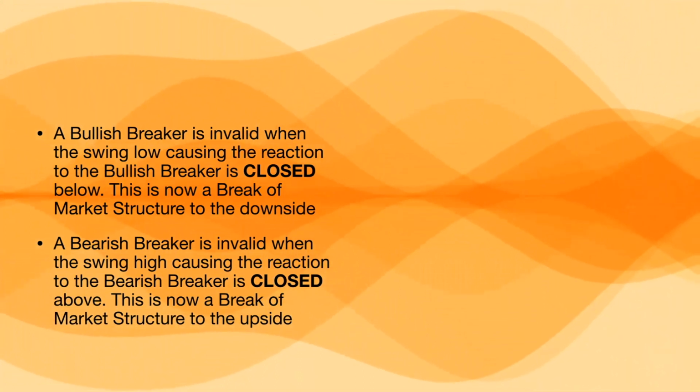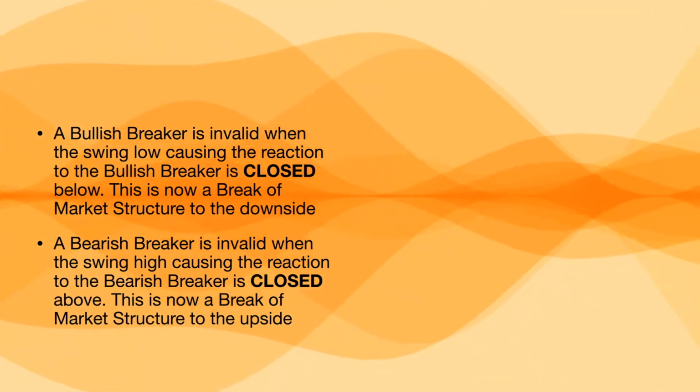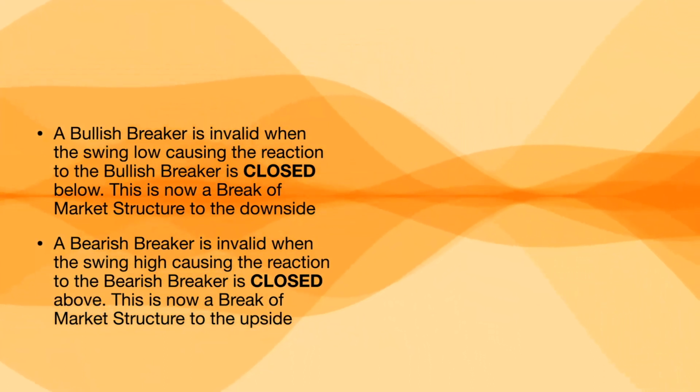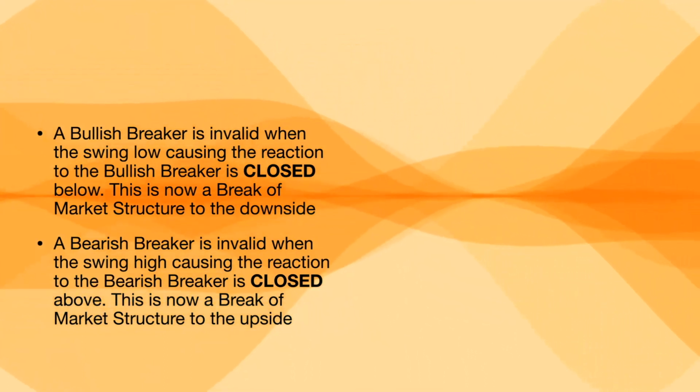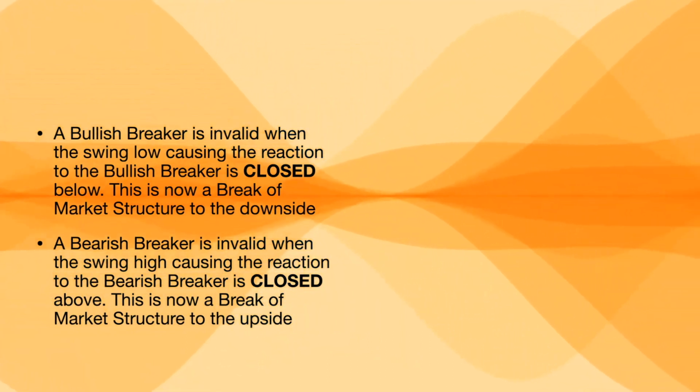Same thing for a bullish breaker. If price doesn't close below that reaction, it is still valid. So pray that it doesn't close above or below, then you're safe. Because then it's just a mere stop hunt, and you can pair SMT divergence to see whether it is actually a stop hunt or not.